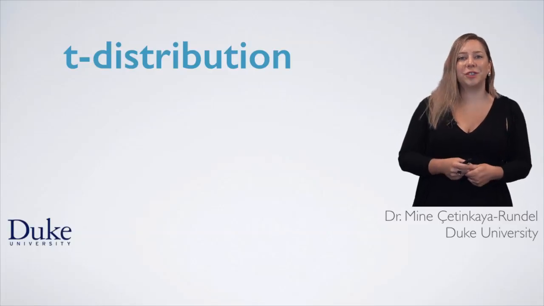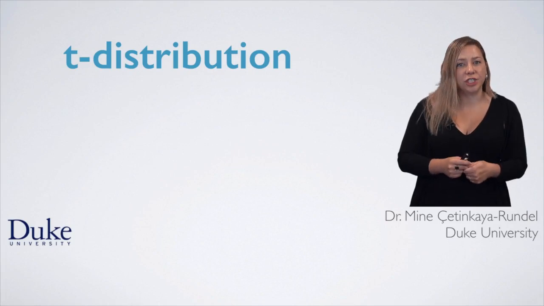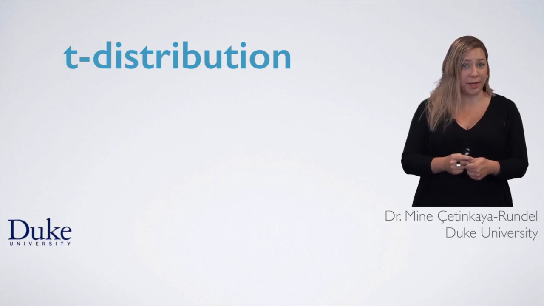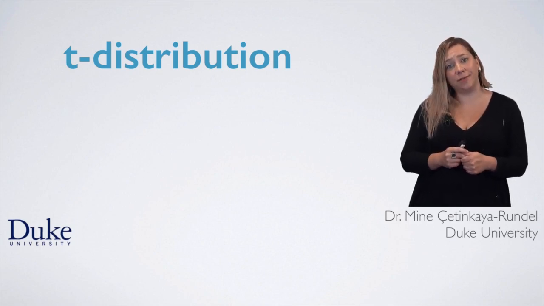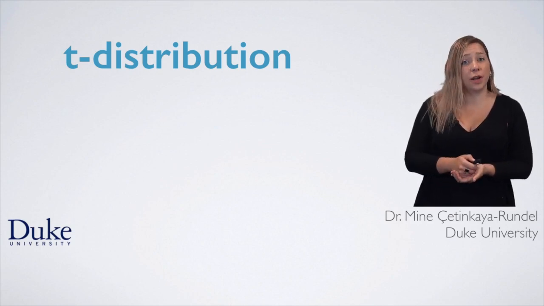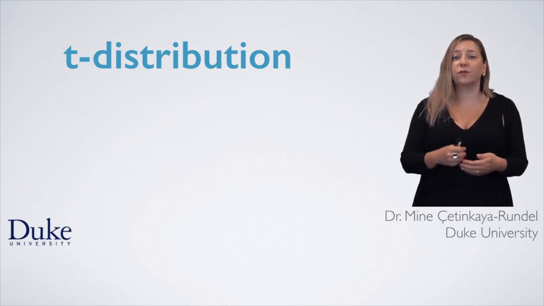In this video, we'll introduce the t-distribution and discuss its origins and mechanics. In a nutshell, the t-distribution is useful for describing the distribution of the sample mean when the population standard deviation, sigma, is unknown, which is almost always. We'll start our discussion with a review of conditions for inference so far as a motivation for why we need this new distribution.